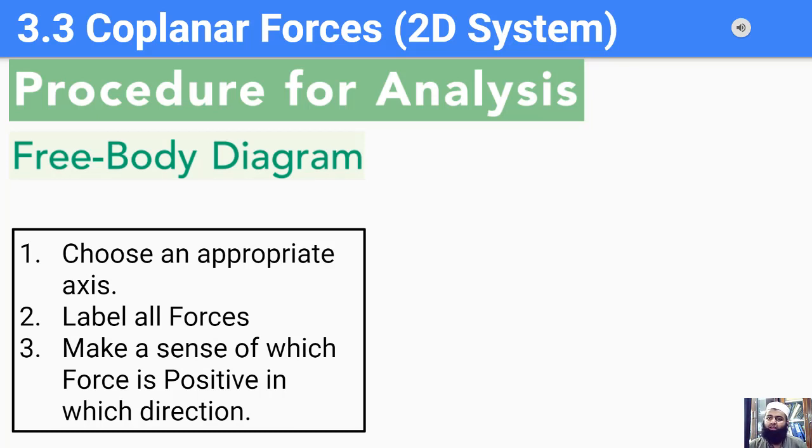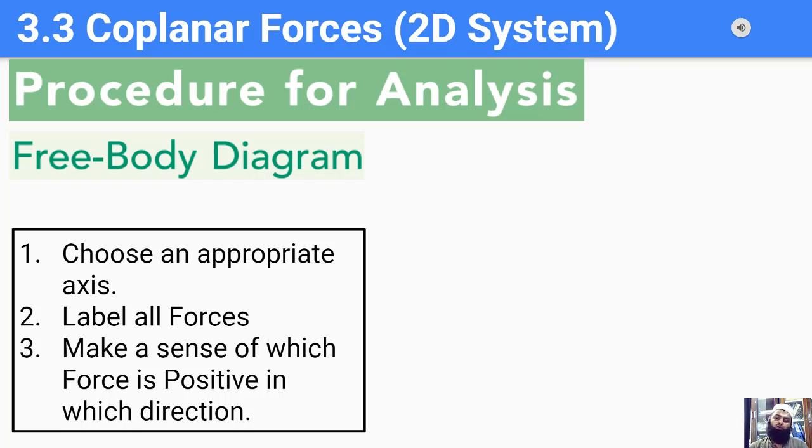Like we saw before, the steps of drawing a free body diagram are: we draw the outline, and then we draw the known and the unknown forces. The next step is to choose appropriate axes. Because now we want to use the Cartesian vector forms, it is very important that we choose suitable axes for our system. And like before in the free body diagram, we label all the forces, and then we choose a positive direction for all of our forces.